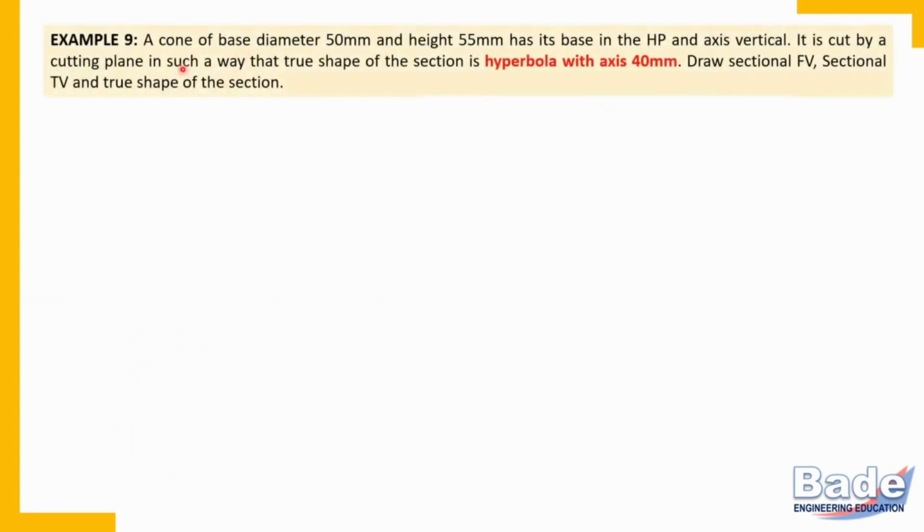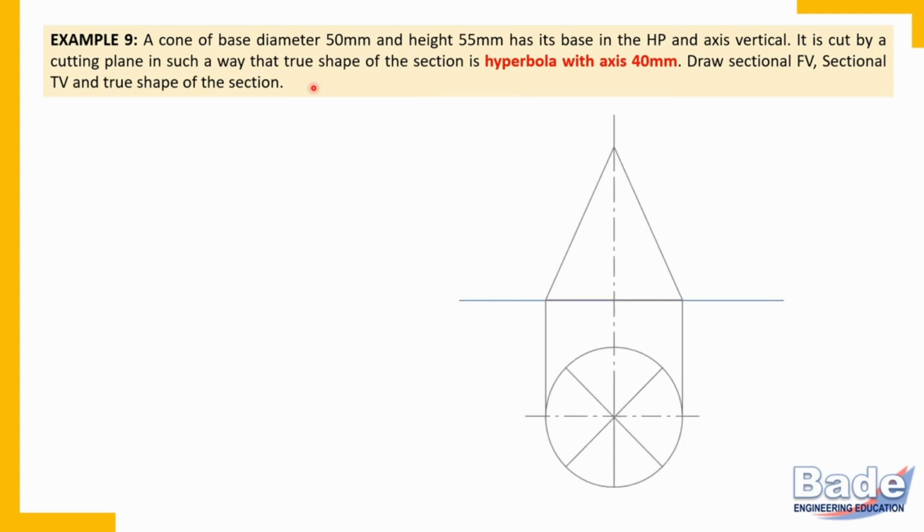Now let's read this problem. A cone of base diameter 50, height 55 millimeters. Listen, from problem number 4 to problem number 9, I've used the same dimensions for the cone. What we are studying is how to locate the cutting plane line for a given section, given the true shape of the section. So draw views of the cone in the given position.